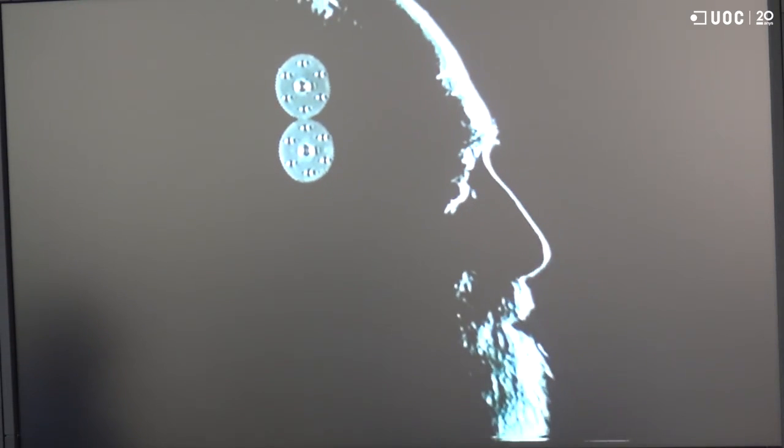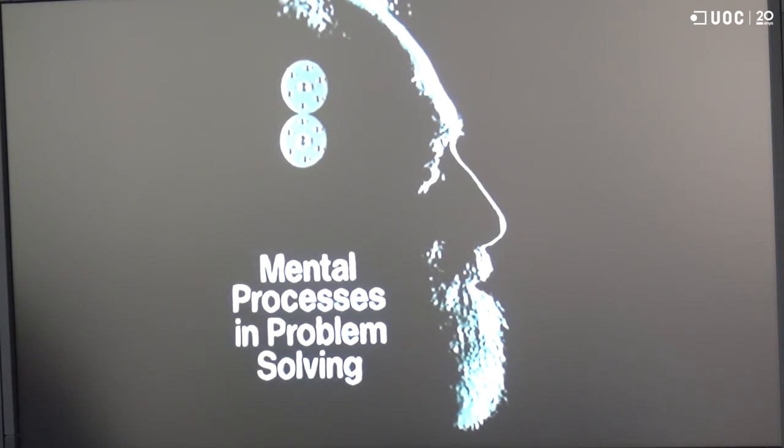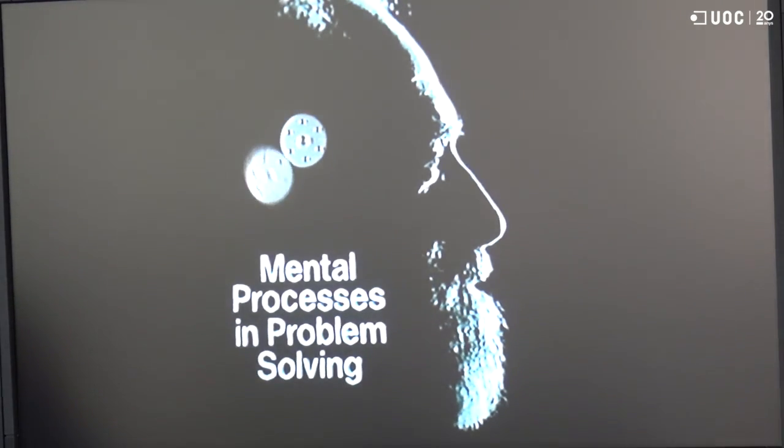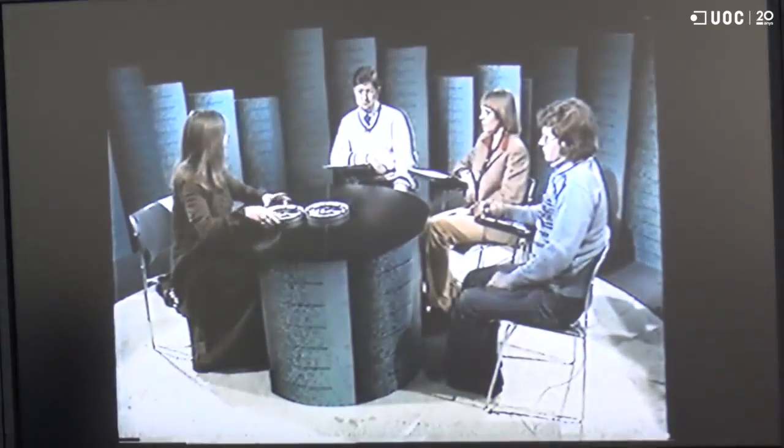Actually, we're more interested in the mental processes you've been using than in the problem itself. It's not the answers to problems we want to investigate, but the mental processes in problem solving. So, taking the rolling problem as our first example, let's observe a group of students trying to solve it.